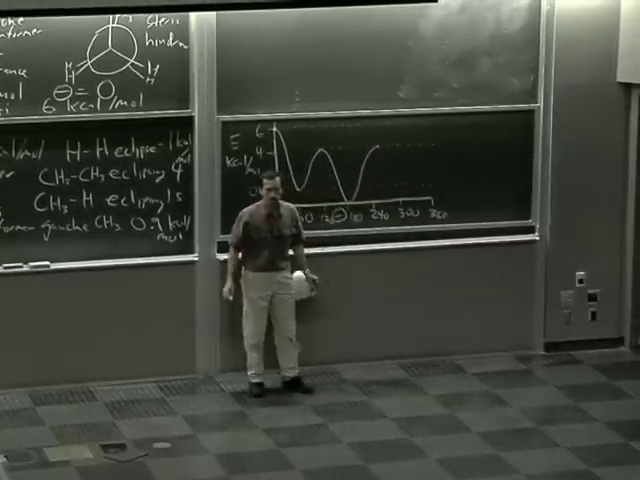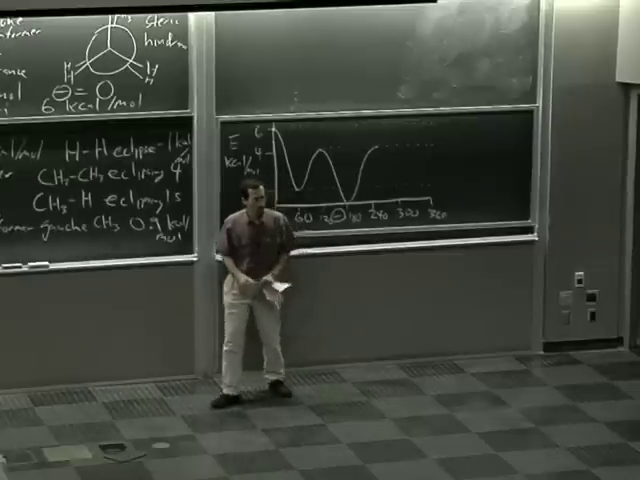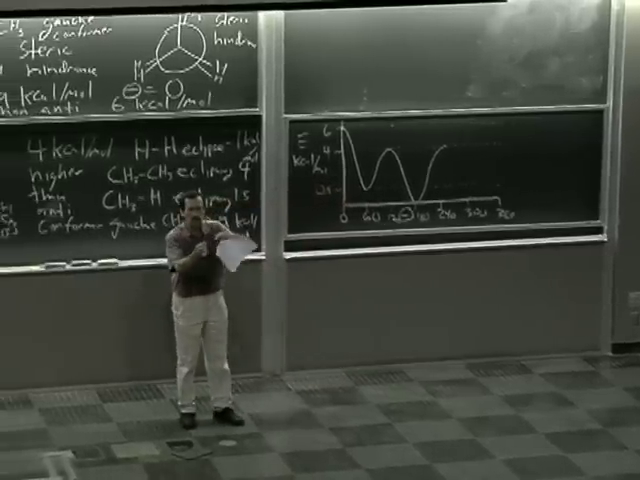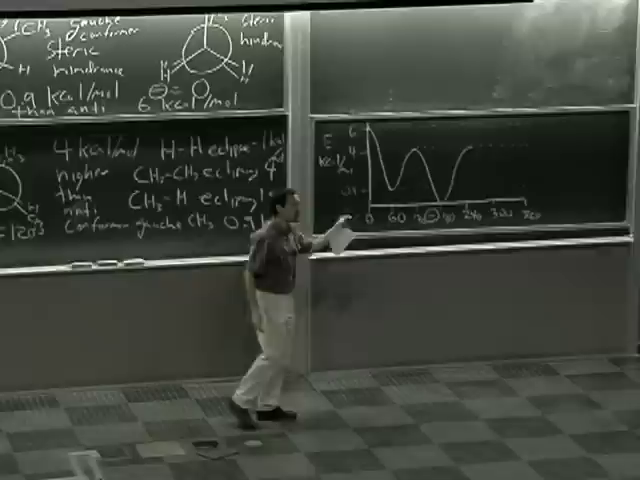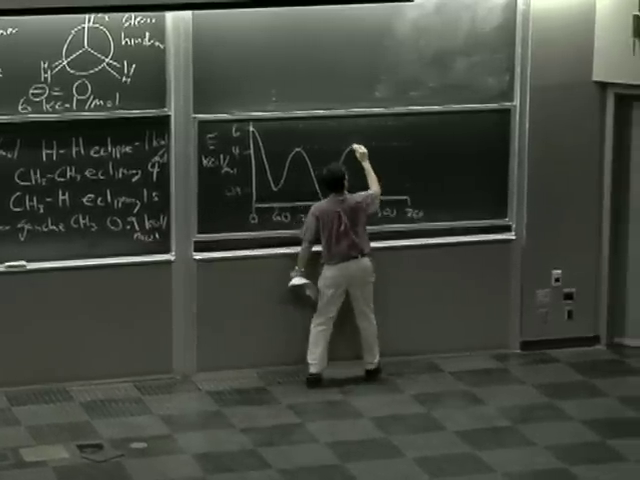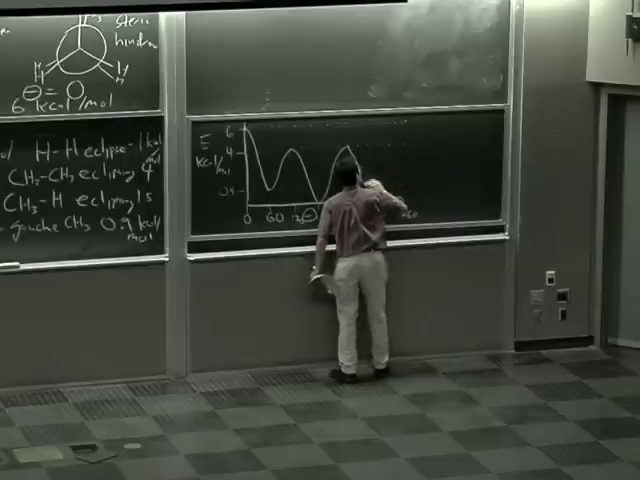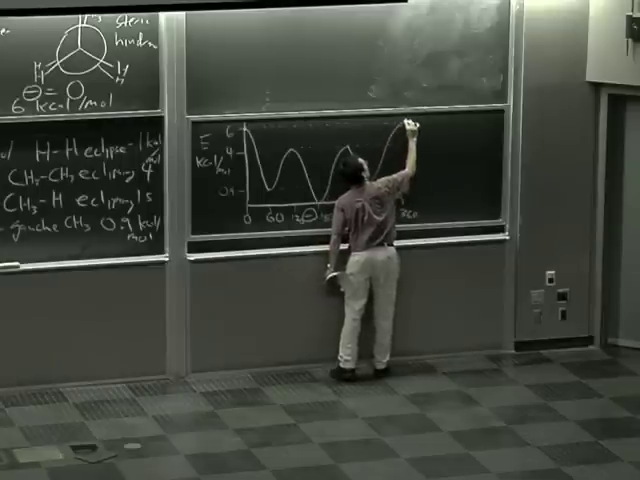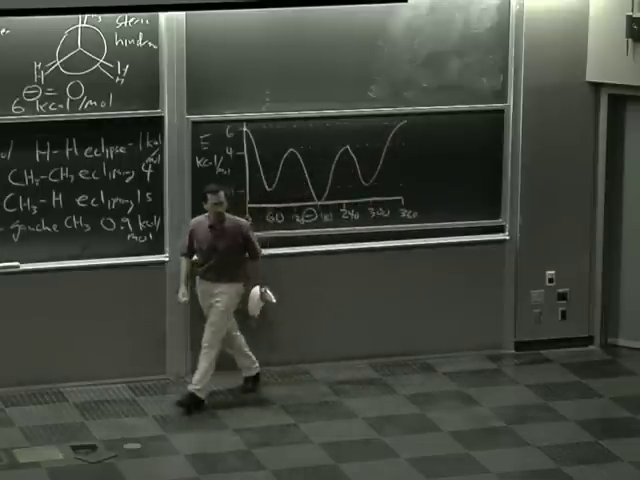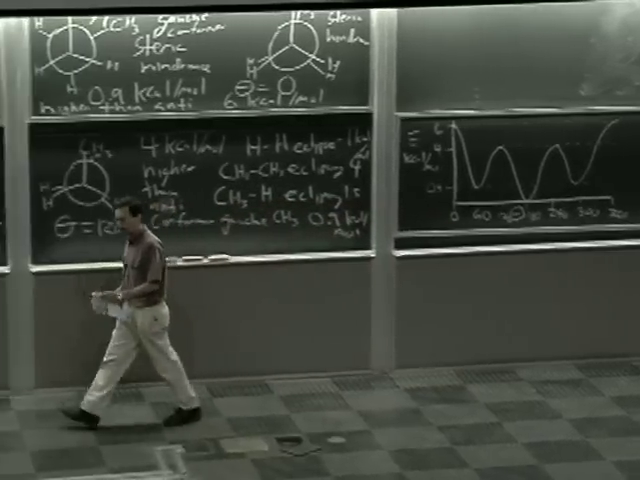300, 0.9, we're at another gauche conformer. One is called gauche plus and one is called gauche minus. They actually happen to be mirror images of each other. And finally, we continue up to 6 kilocalories per mole.